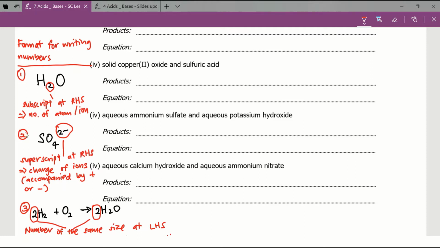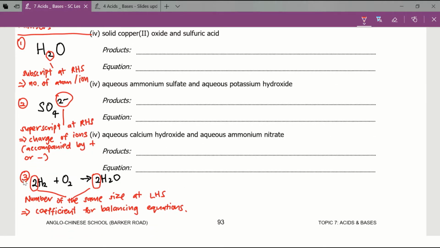Number two, a superscript is the number written at the top right hand corner. And what does it mean? It means it's the charge of ions. So whenever you write a number at the top right hand corner, it must be accompanied by a plus or a minus sign. And you will only write it at the top right hand corner if you're writing an ion, because it must have charges.